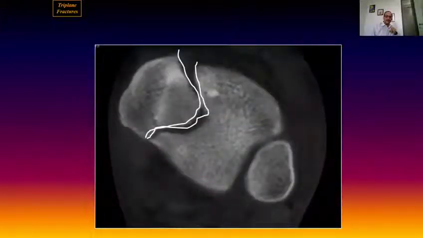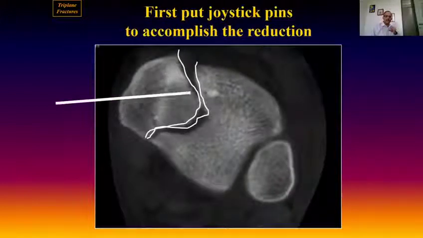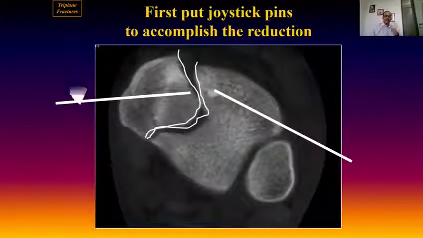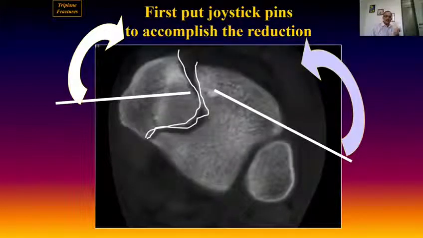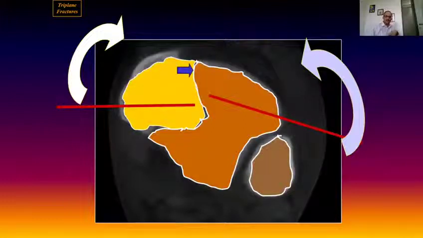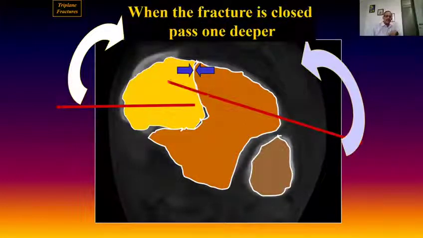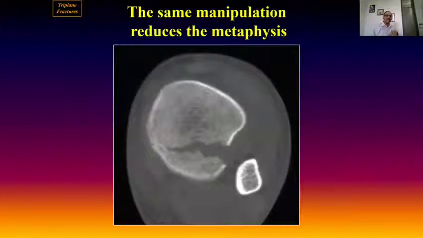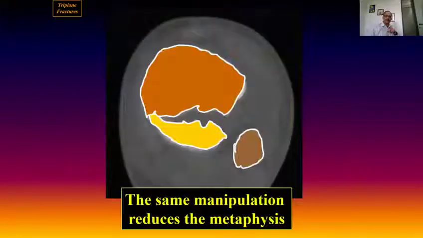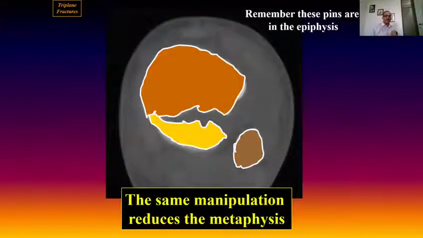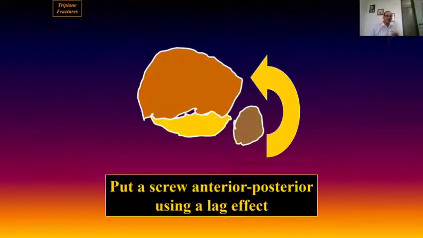So when you do your reduction maneuver, you put a couple of pins in the epiphyseal fragments. With these two pins, you derotate. When you derotate and make them closed, advance those pins. Remember, your pins are in the epiphysis. The same maneuver is closing the metaphyseal fracture. You don't need a separate incision or separate maneuvering here. Those pins are closing this because it is connected to each other. Remember, the pins are in the epiphysis, but the same manipulation will close your coronal fracture plane simultaneously.